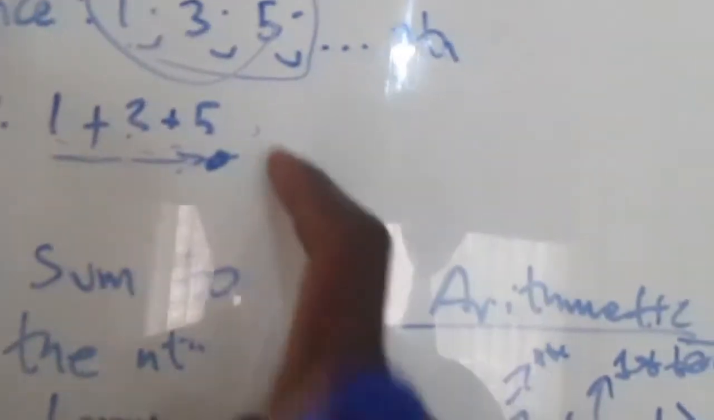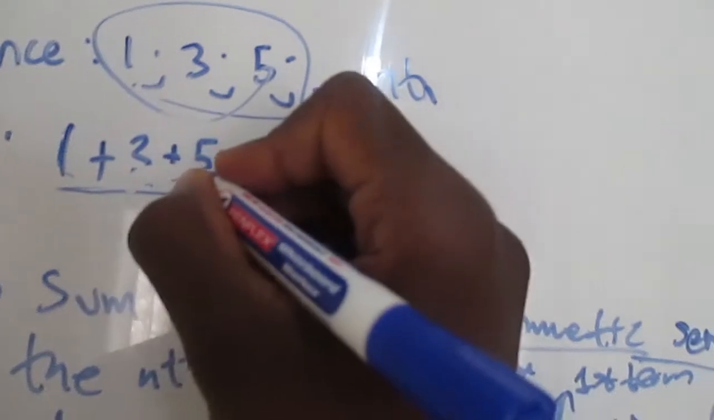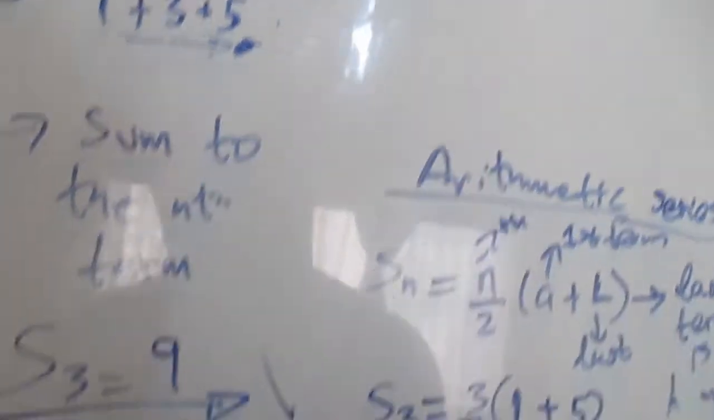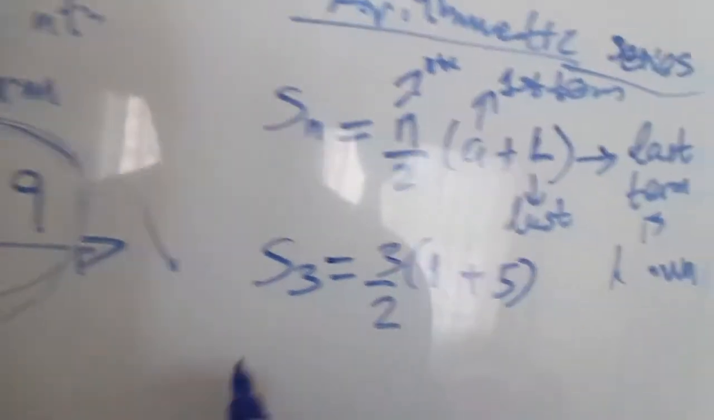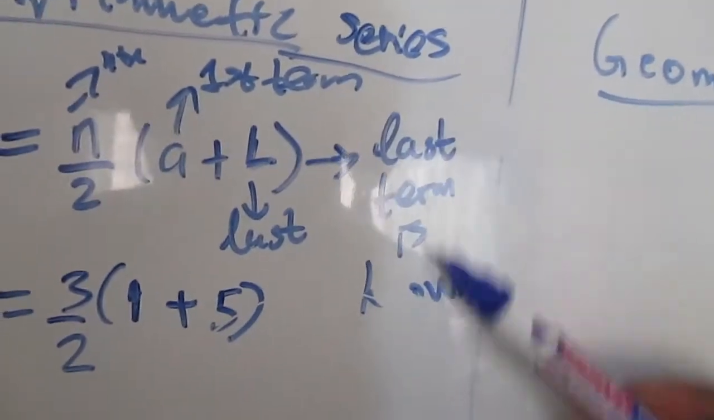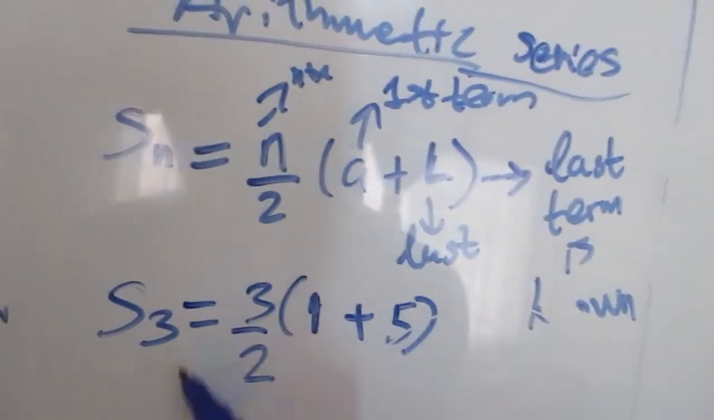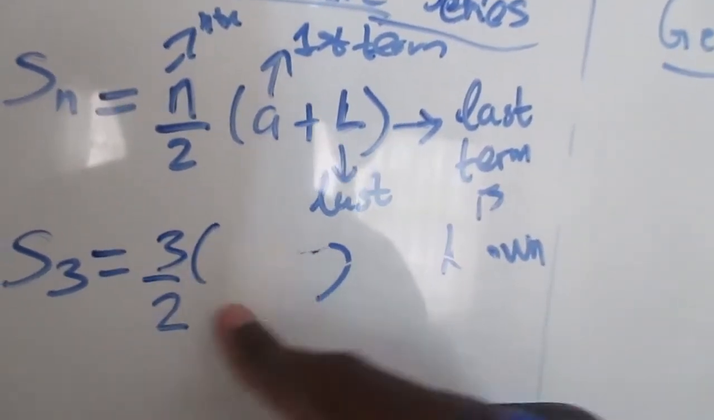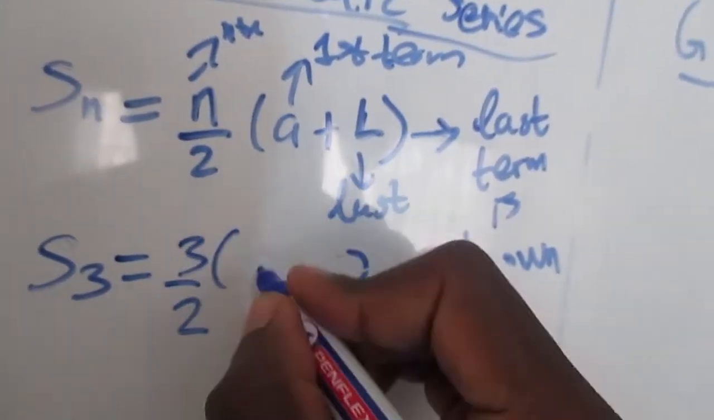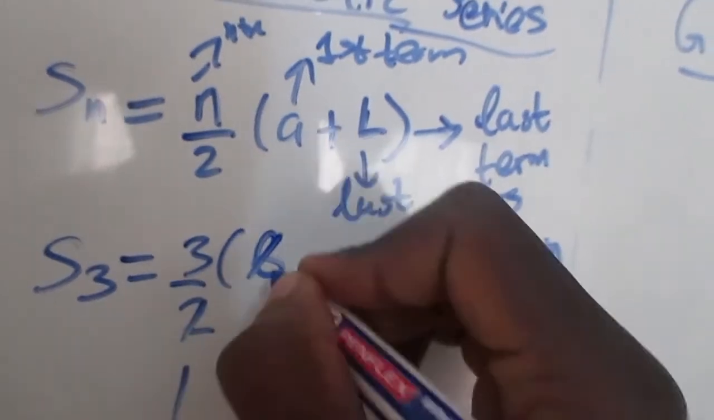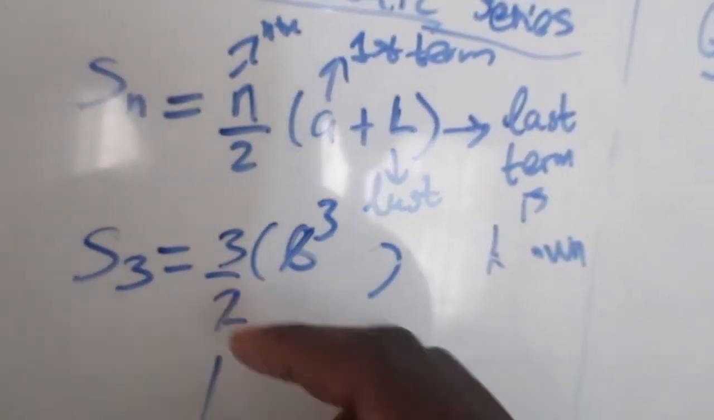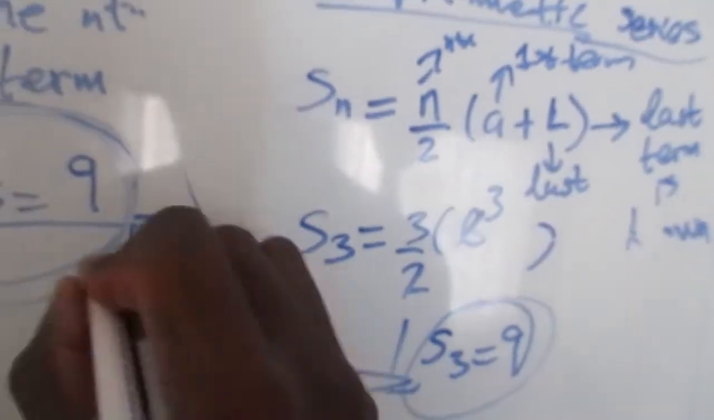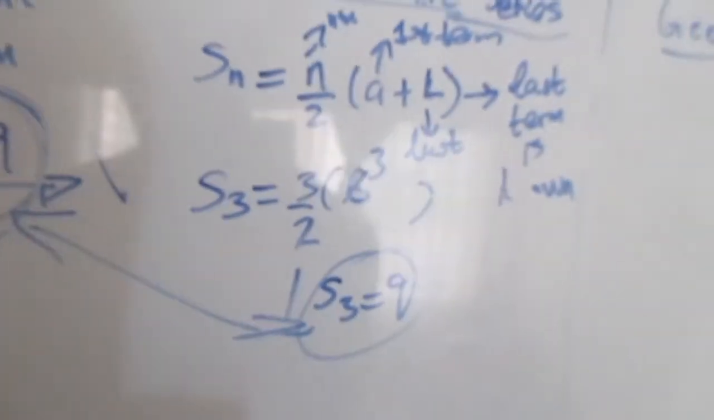Previously, we just added this using our head or a calculator. 1 plus 3 is 4, plus 5 is 9. So expect this to come out of this formula because we know the last term and we're asked to find the sum to the third term. 1 plus 5 inside the brackets is 6, and you're going to divide by 2, which is 3. 3 multiplied by 3 is 9, which is what we're actually expecting. And those are actually the same things.